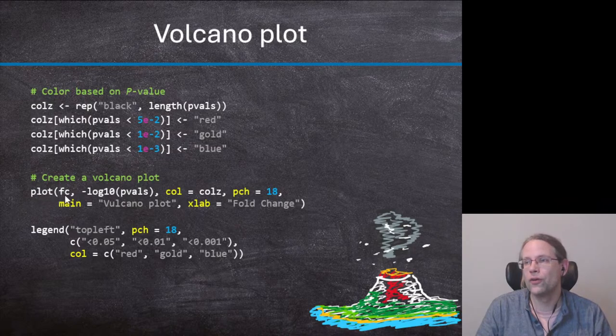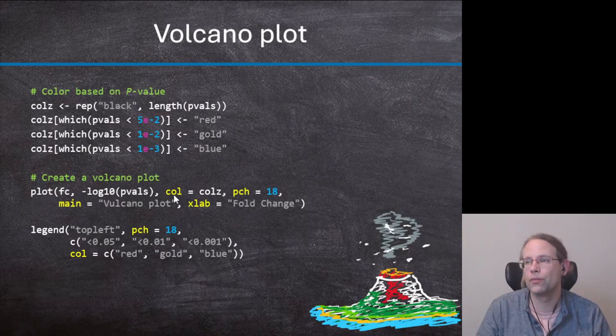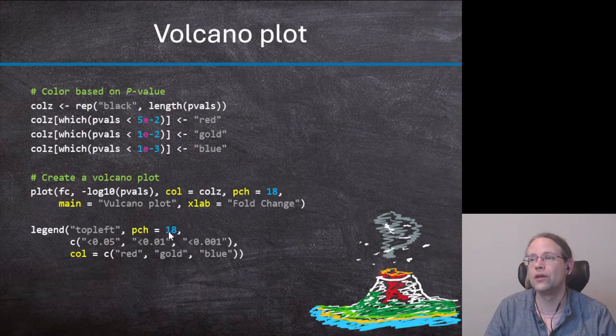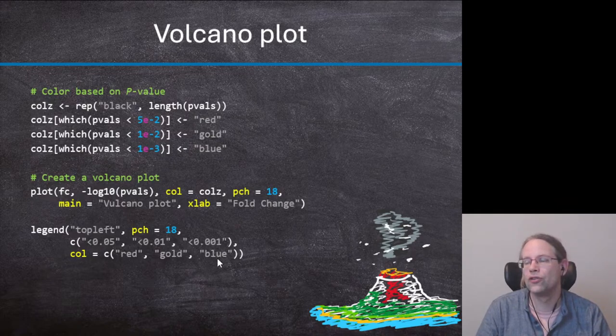Then I'm going to make a plot where I take the fold change on the x-axis, and on the y-axis I take the minus log 10 of the p-value, and the colors are the colors that I just created. I'm going to use a closed circle, so pch is 18, which gives me a closed dot. I'm going to add a main title saying this is a volcano plot, which is wrong because it's a volcano plot with an o. The x label is going to be fold change, and the y label is going to be minus log 10 p-values, since it's going to take it from the name. Then I'm going to add a legend at the top left, with pch 18, so round filled circles. And then I'm going to add the thresholds that I selected and the color for each threshold. So how does this look?